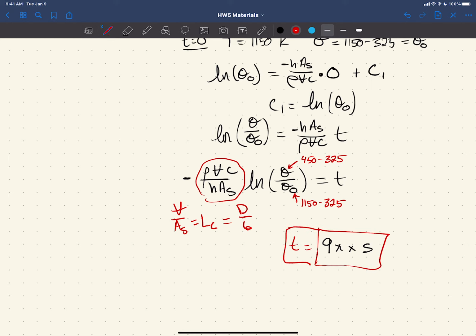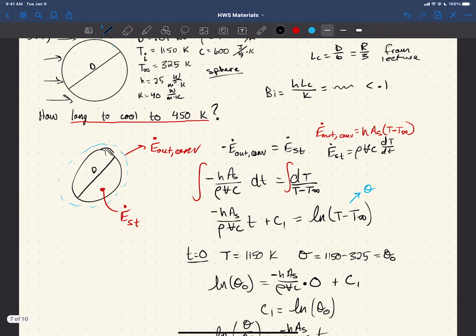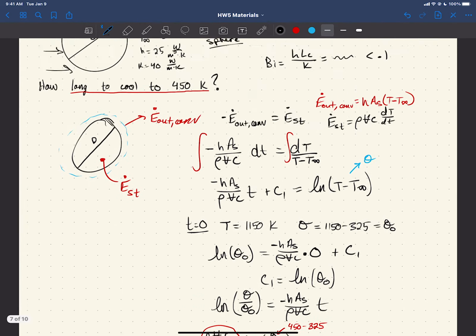Like I said, I'm not taking time to punch stuff in the calculator, but you guys can look in the solutions for what the final value is and compare. So that's that one.